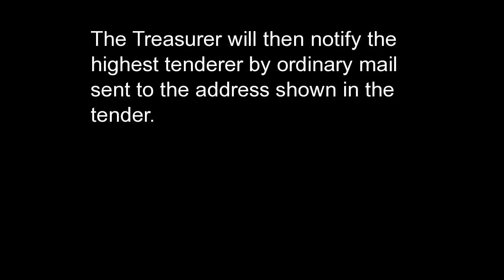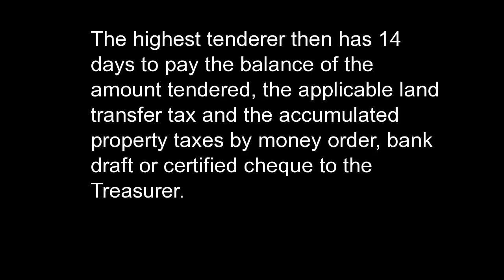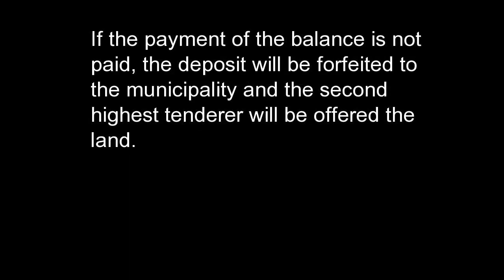After reviewing the tenders, the treasurer will reject all but the 2 highest of the remaining tenders. The treasurer will then notify the highest tenderer by ordinary mail sent to the address shown in the tender. The highest tenderer then has 14 days to pay the balance of the amount tendered, the applicable land transfer tax, and the accumulated property taxes by money order, bank draft, or certified check to the treasurer. If the balance is not paid, the deposit will be forfeited to the municipality and the second highest tenderer will be offered the land.